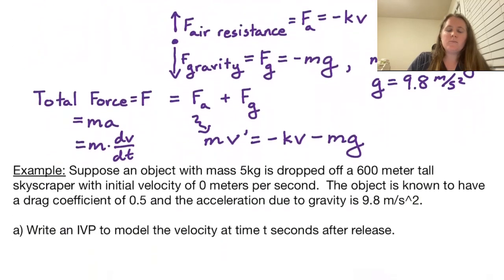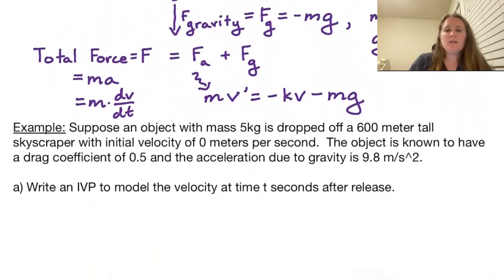So now let's work with some specific numbers. Let's suppose an object with mass 5 kilograms is dropped off a 600-meter tall skyscraper with initial velocity 0 meters per second. The object is known to have a drag coefficient of 0.5, and the acceleration due to gravity is 9.8 meters per second squared. The first thing we want to do is write the IVP.